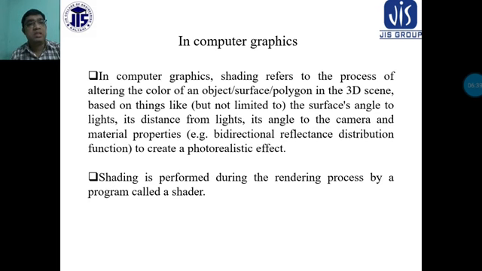In computer graphics, shading refers to the process of altering the color of an object, surface, or polygon in the 3D scene, based on things like, but not limited to, the surface angle to lights, its distance from lights, its angle to the camera, and material properties, that is the bidirectional reflectance distribution function, to create photorealistic effects.